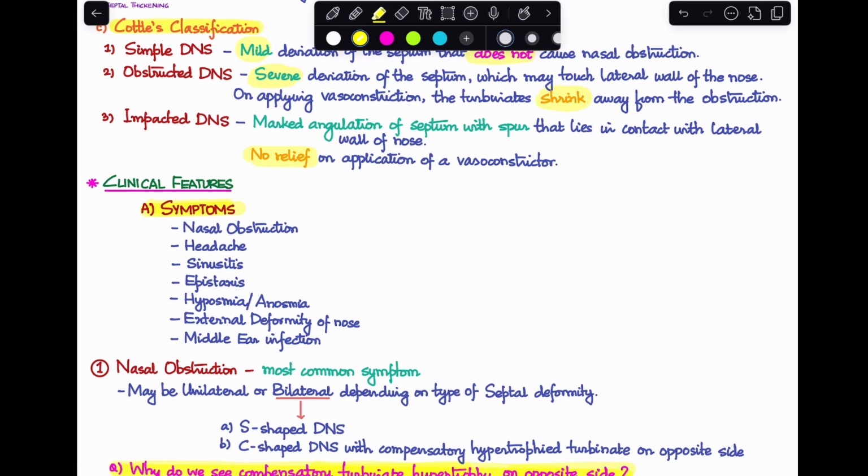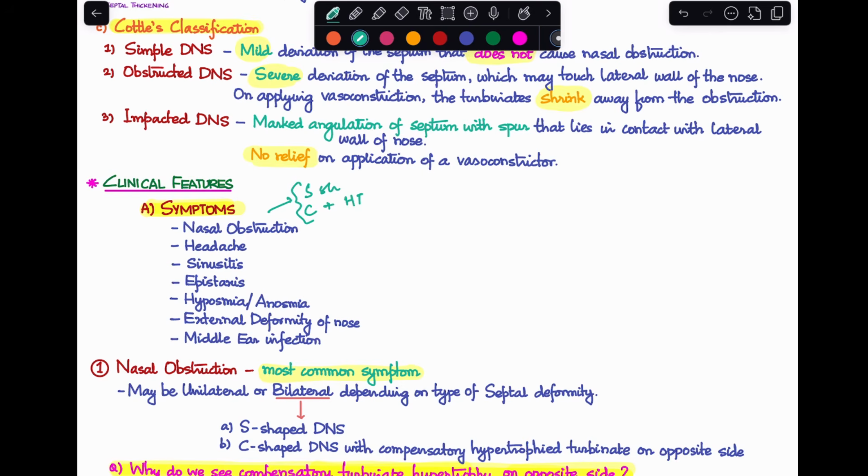So first, starting with nasal obstruction. Nasal obstruction is the most common symptom that a case of DNS usually presents with. This nasal obstruction can be either unilateral or bilateral, depending on the kind of septal deviation the patient has come with, as I've discussed just before. There are two cases in which you will see a bilateral nasal obstruction: first, in a case of S-shaped deviation, and second, in a case of C-shaped deviation with a hypertrophied turbinate.